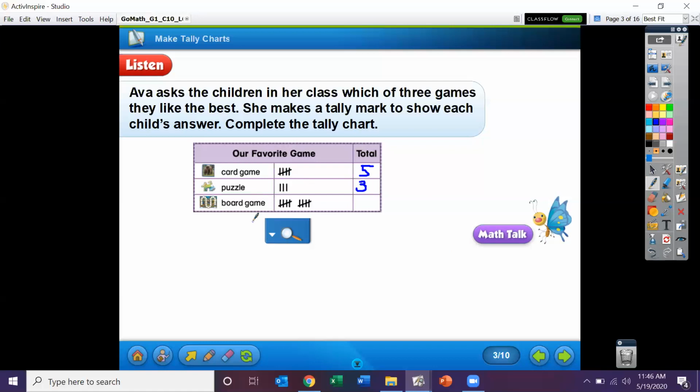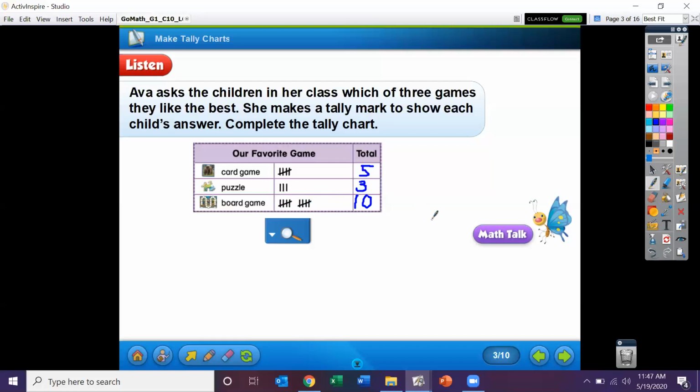Then let's take a look at board games. 1, 2, 3, 4, 5, 6, 7, 8, 9, 10. Another way you could do that is if you know how to count by 5s, you know that since you have the 4 lines and the slash, this is 5 plus 5. 5, 10. So that's another way. If you'd like to count it that way, it's totally up to you. So 10 of Ava's friends chose board games.